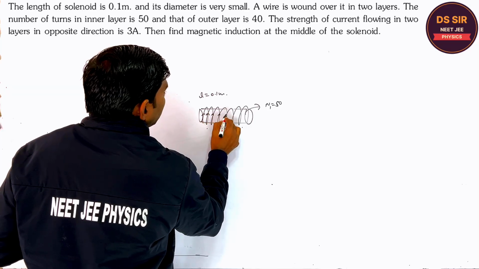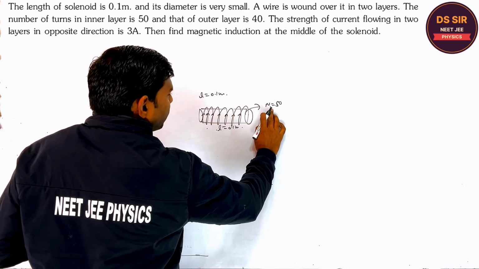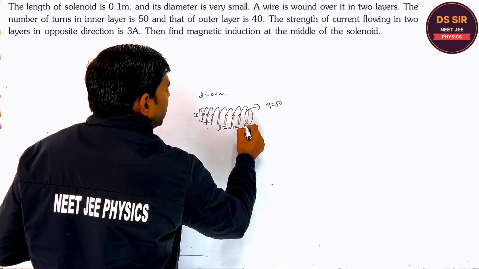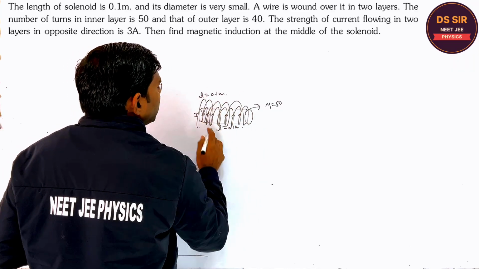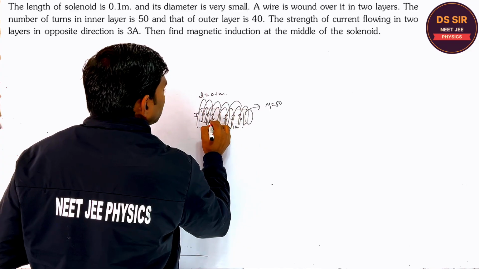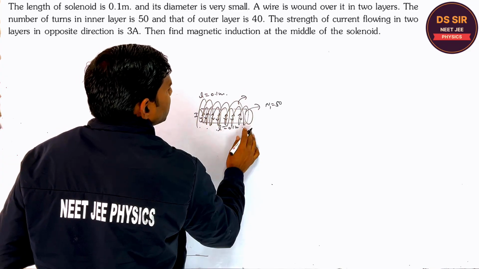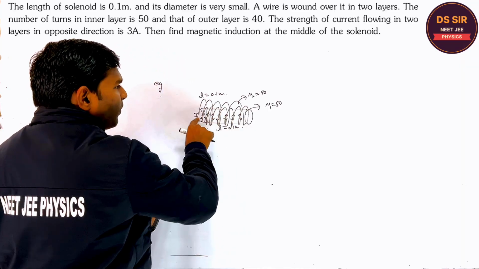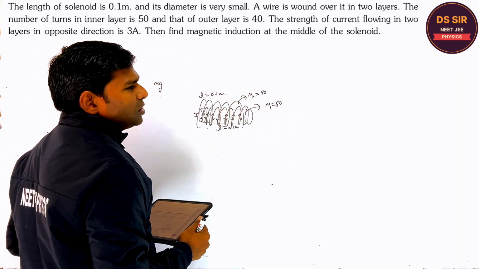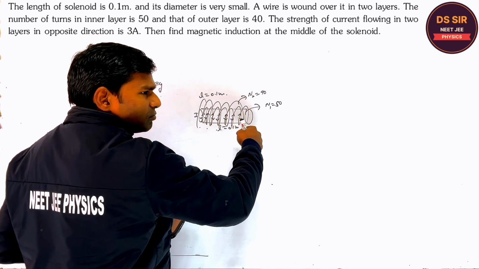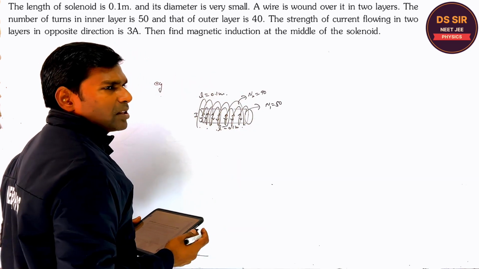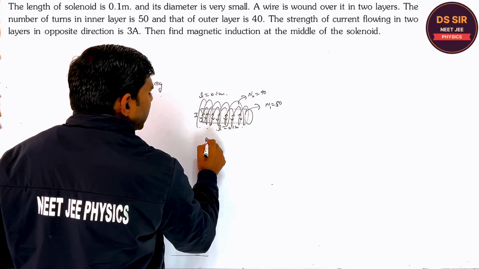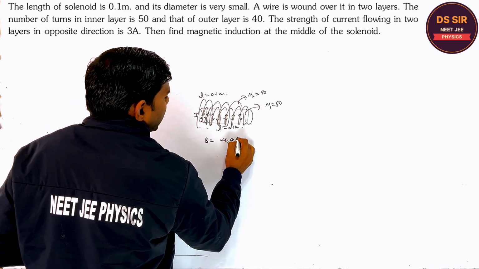It means if in the inner layer the number of turns is 50, the current is flowing in this way. Fine. And in the outer layer, the current is flowing in the opposite direction. Is it clear or not? Yes. Like this. And the number of turns is, say, 40. So if one layer produces the magnetic field in one direction, the outer layer produces the magnetic field in the other direction. Is it clear or not? Yes. So the magnetic field inside is equal to mu naught n i, right?